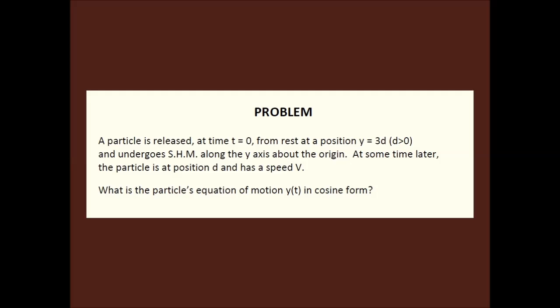A particle is released at time t = 0 from rest at a position y = 3d, where d is greater than 0, and undergoes simple harmonic motion along the y-axis about the origin. At some time later, the particle is at position d and has a speed v. What is the particle's equation of motion, y of t, in cosine form?